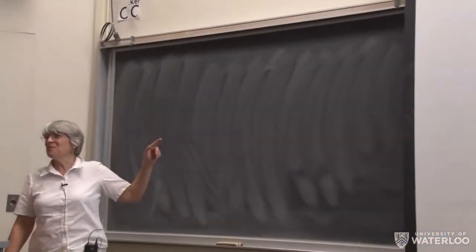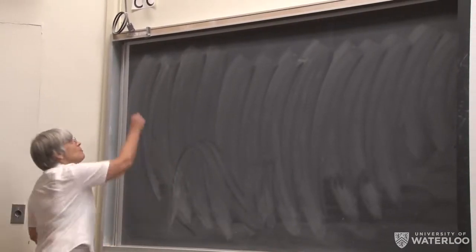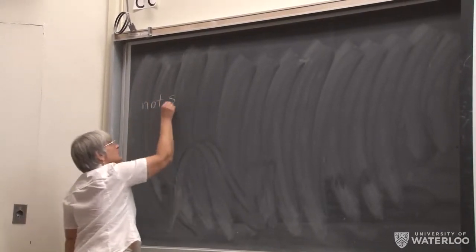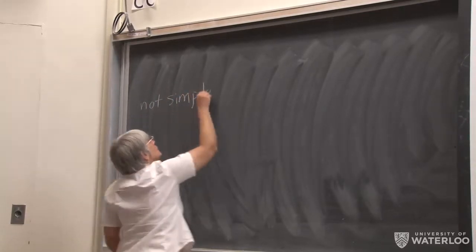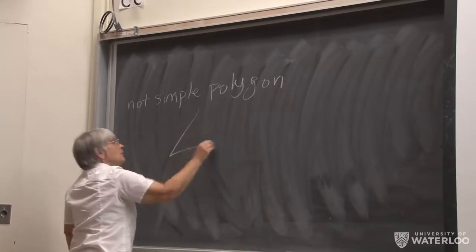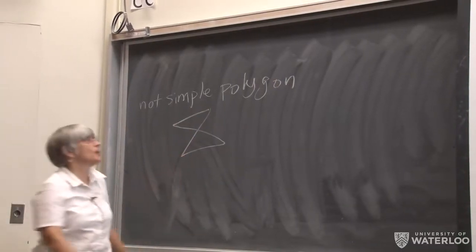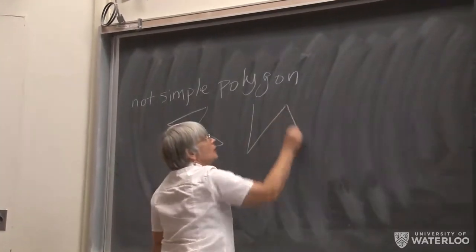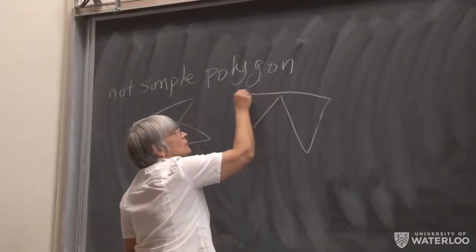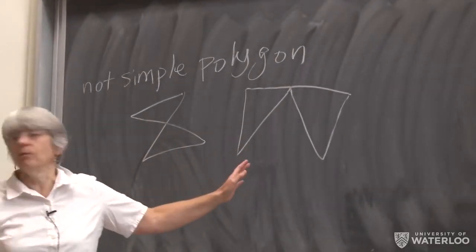So first, just to say a little bit, what is a polygon? We looked at this before, but just to remind you of some things that are not simple polygons. We're not allowing that our line segments will come and cross each other. So this is not a simple polygon. Also, we don't allow that one vertex comes up and touches on a line. This is also not a simple polygon.